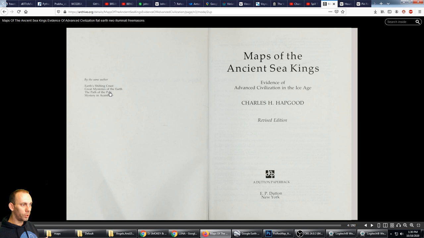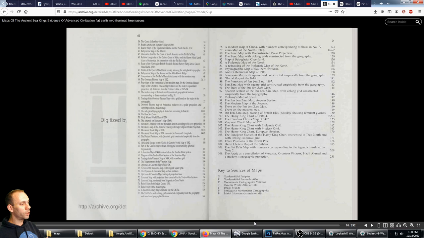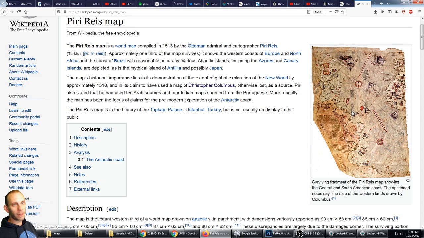And some of these books, Great Mysteries of Earth, The Path to the Pole, are some really good books from Charles Hapgood. Take it with a grain of salt, because Charles Hapgood was a friend of Einstein, and we do know that Einstein was shady, at least around his controversy with Albert Michelson and special relativity. But I want to dive into this book. Map of the Ancient Sea Kings is a study more or less of the Piri Reis Map and of a lot of other maps.